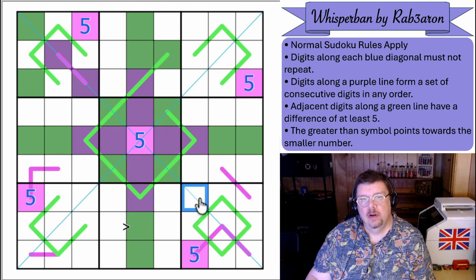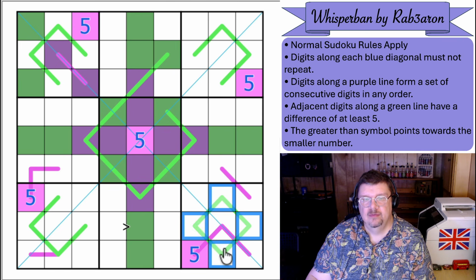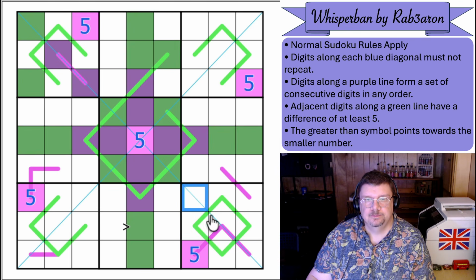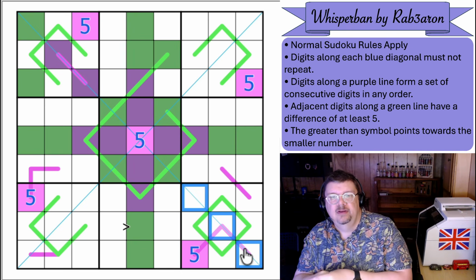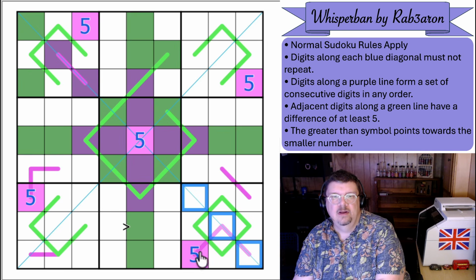Right, at least one of 4 and 6 is on here, because none of these can be 4 and 6, and that can't be both of them. So at least one of those is 4 or 6, and in fact we know that at least one of these two is 4 or 6. Could it be both?